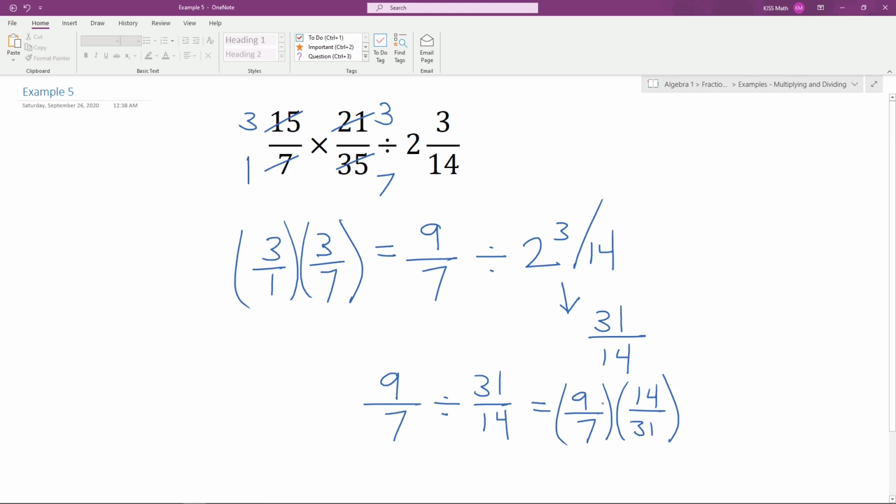And again, I see that 7 and 14 are both divisible by 7. So 7 divided by 7 is 1. This is 2. And we can't simplify any further, so we have 9 times 2 is 18. And 1 times 31 is 31. And so our final answer here is 18/31.